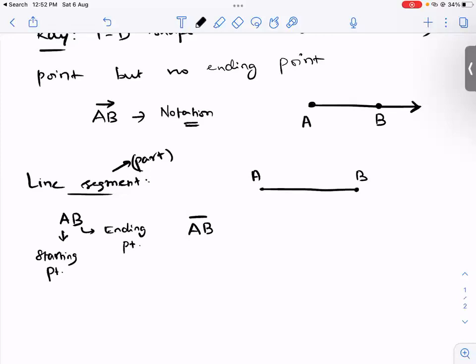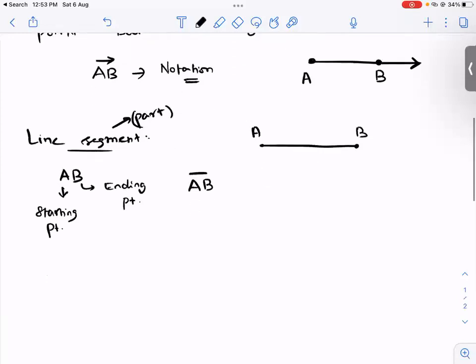Generally, where do we use line segment? Suppose you have to do some construction. Have you ever done some construction? Let's say I'm asking you to draw a circle of radius 5 centimeters. So, what does that radius represent? Radius is basically the line segment. Because from a line, you're taking a part of 5 centimeter, and for that 5 centimeter, you're drawing a curvature called a circle. So, that is how it works.